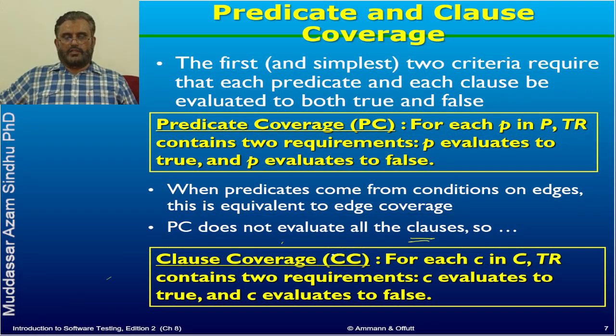And what is clause coverage? This is denoted by CC. For each single clause c in the set of clauses C, the test requirement contains two requirements. First is that c evaluates to true, and the second is that c evaluates to false. First we were thinking in terms of the predicate, now we are talking about the clauses.